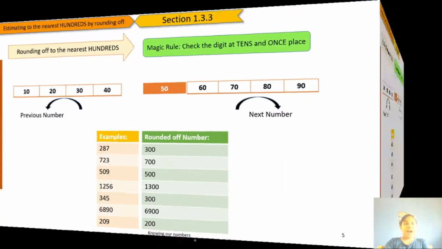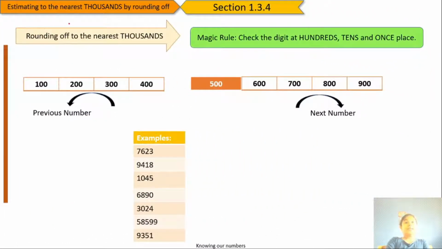Next we have estimating to the nearest thousands by rounding off. Rounding off to the nearest thousands. So here our magic rule is, check the digit at hundreds place, tens place and ones place. But don't forget to change the thousands place.